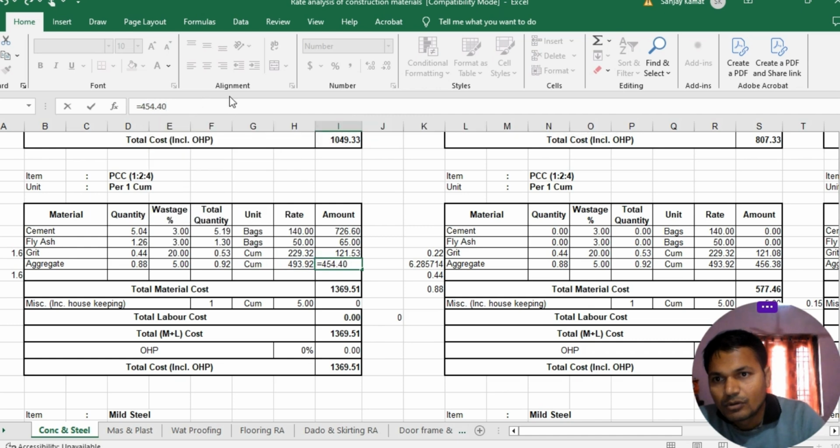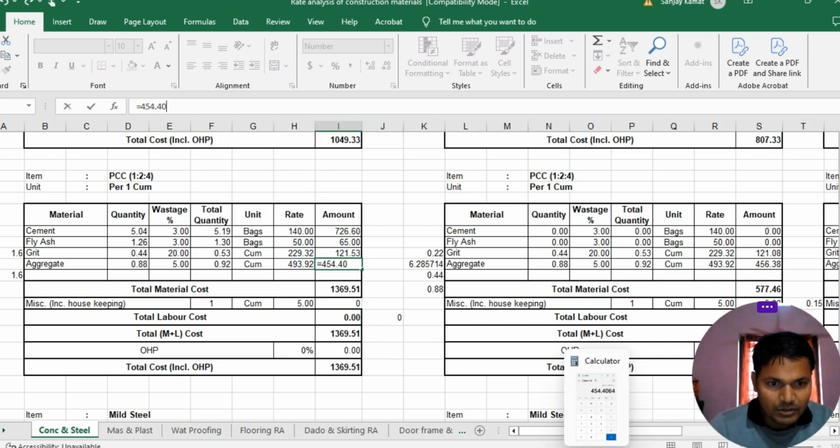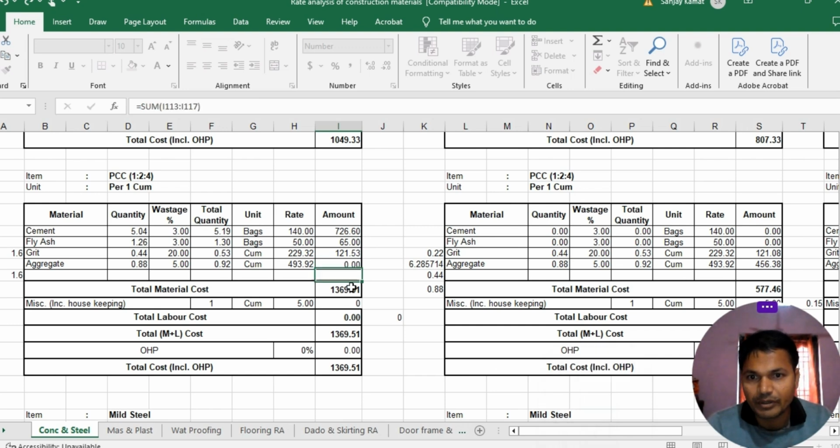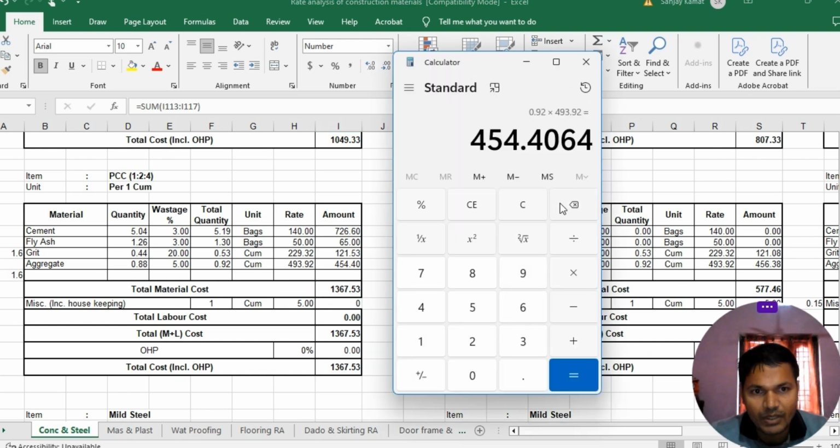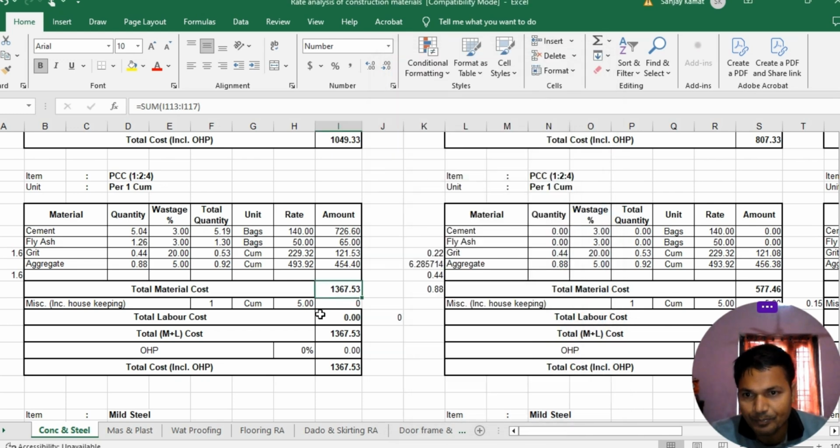454.40. So this is correct now. Now let's check this total material, correct or wrong? 726.60 plus 65 plus 121.53 plus 454.40 equals how much? 1467.53. So this is absolutely correct. So no need to edit this value.